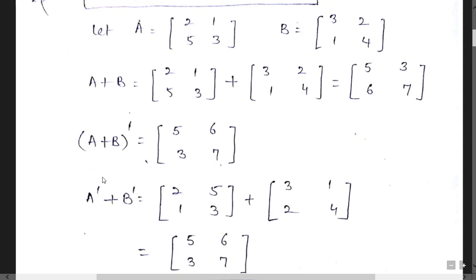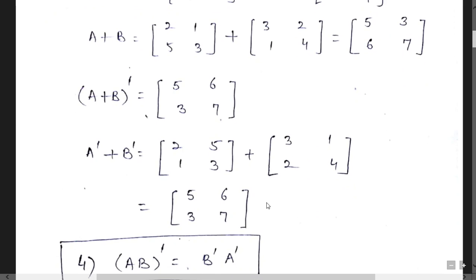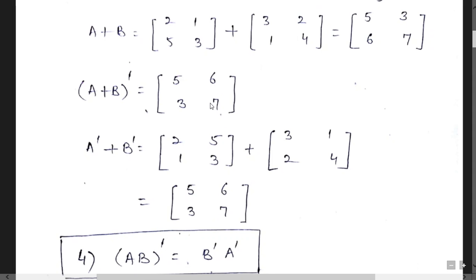Now in the other way, first transpose both the matrices, then add. First matrix is 2, 1, 5, 3. It's converted into 2, 5, 1, 3. Then second matrix is 3, 2, 1, 4. It's converted into 3, 1, 2, 4. Then add both the terms. It's 5, 6, 3, 7. It's equal to the previous calculation.